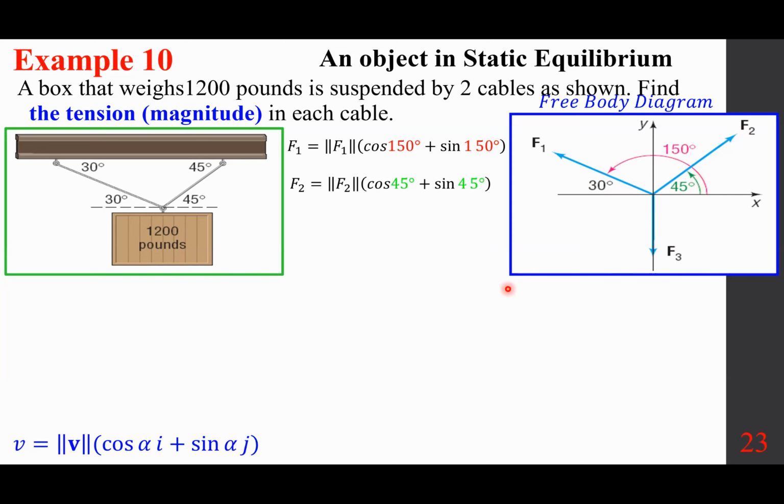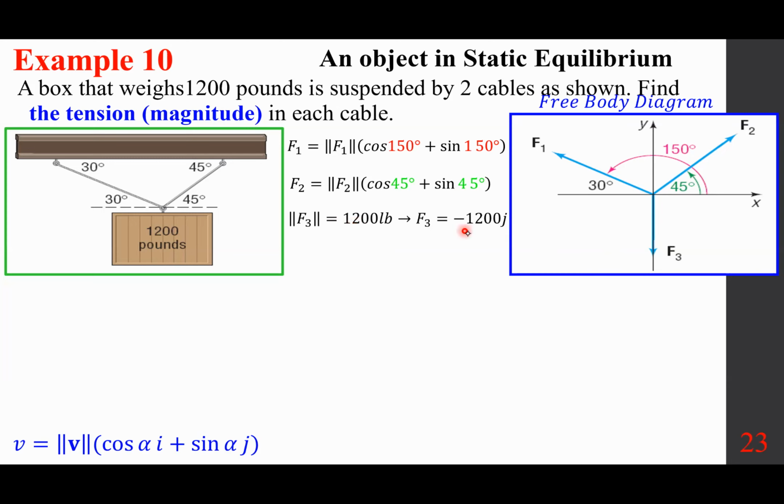And F3 is the weight that it weighs 1,200 pounds. So simply put, means minus 1,200 J. It's in the negative J direction, or you might say this is negative pi over 2, or this is 3 pi over 2. Either way, you can calculate this one. Cosine of 3 pi over 2 and sine of 3 pi over 2. Sine of 3 pi over 2 is negative 1.